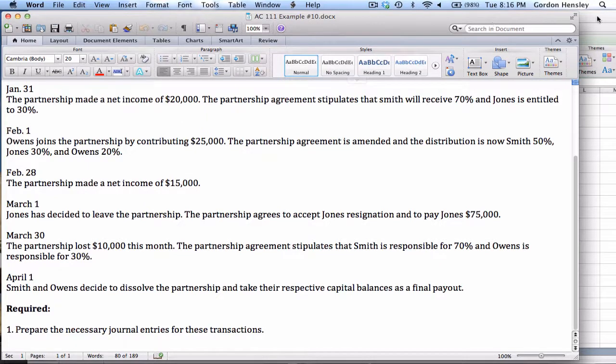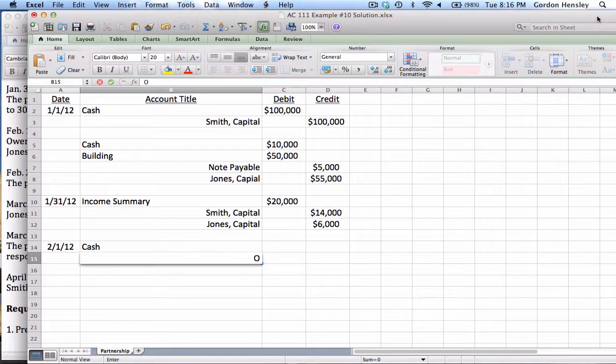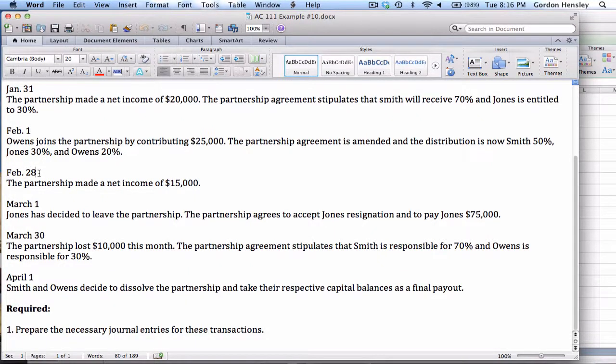But on February the 1st, we're just simply having the new partner join. So on February 1st, the new partner is joining. They're contributing cash. And we need to set up a capital account for Owens. They're contributing $25,000. So the value of their capital will be $25,000. Then we have a transaction on February the 28th. At the end of February, we had made a net income of $15,000.